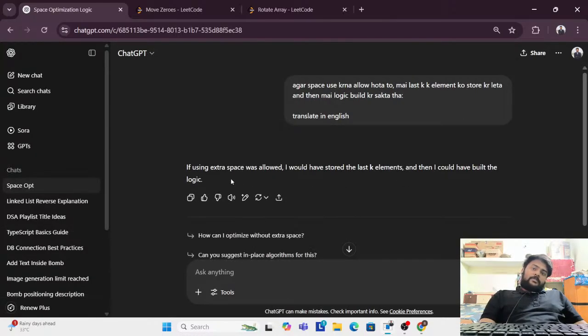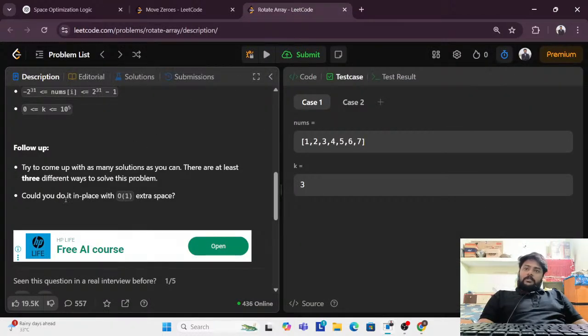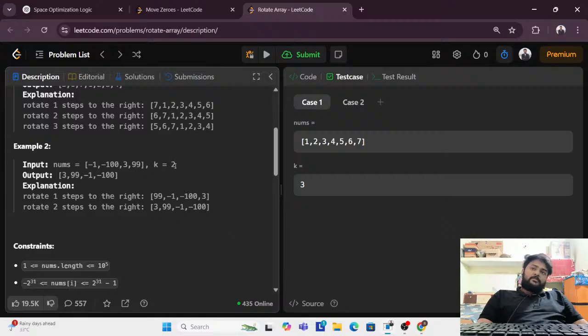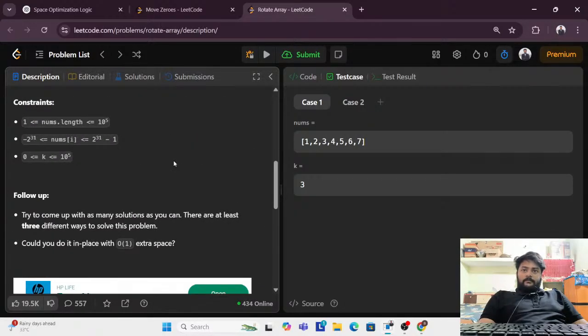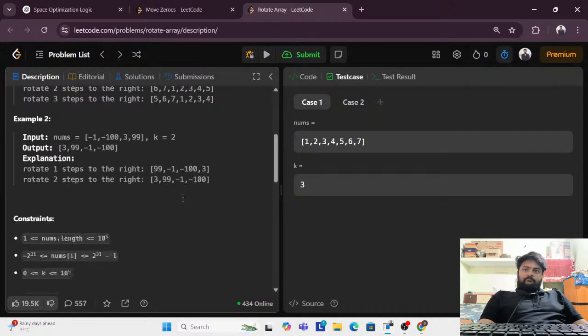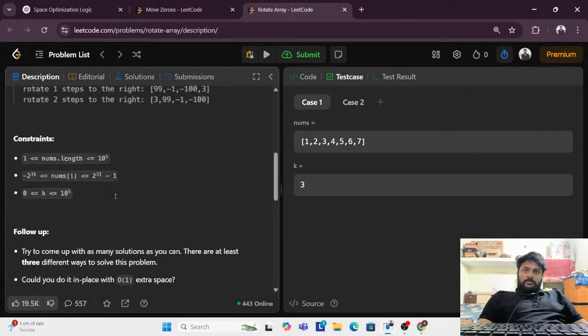If using extra space was allowed, I would have stored the last k elements, and then I could have built the logic. So this is what I wanted to say. If using extra space was allowed, then I would have stored the last k elements in the array, then built the logic. But that's okay. We will try to do it with the in place method.